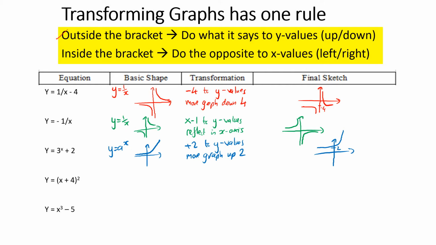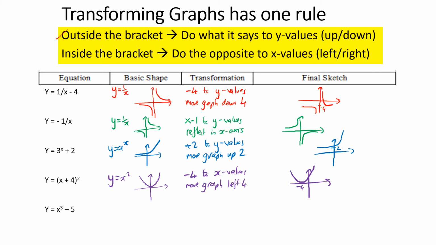Okay, 2 more. This is a quadratic, and we know a quadratic looks like that. Inside the bracket, so we'll do the opposite of plus 4, we will minus 4 to the x values. What will that do? It will move the graph left by 4. What would our final graph look like? Look like it's moved 4 to the left.